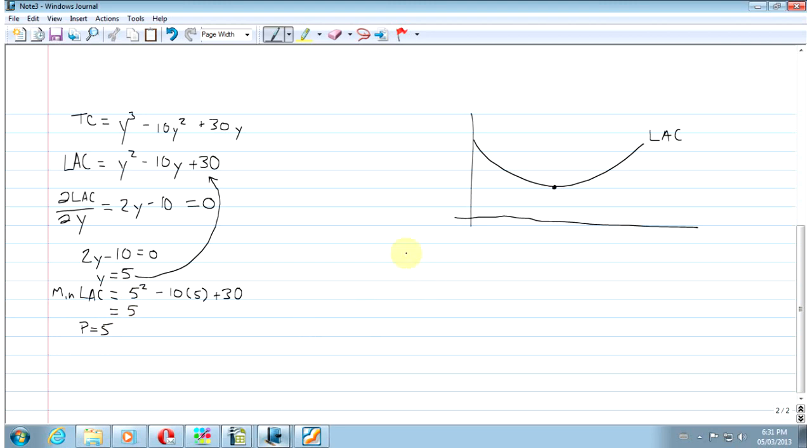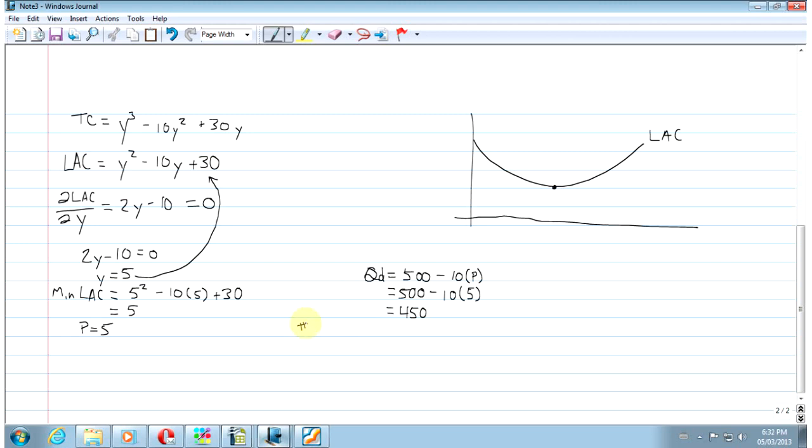And now we bring in the demand curve. It's 500 minus 10 times 5, which is 450. So the market is demanding 450 units. Each producer is selling 5 units.